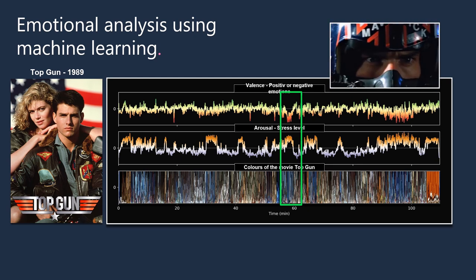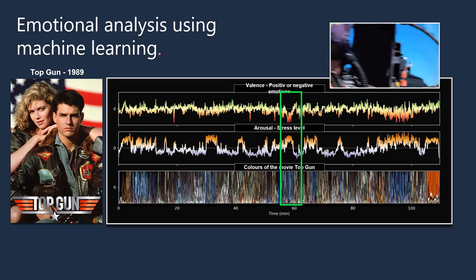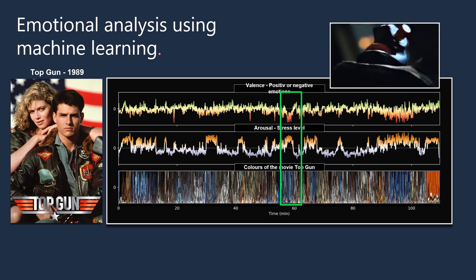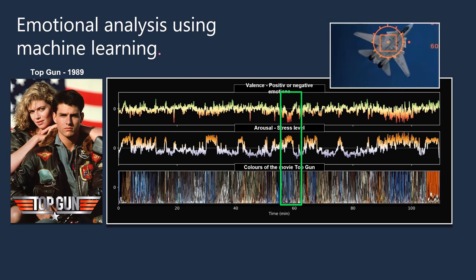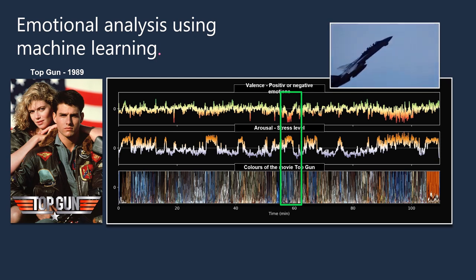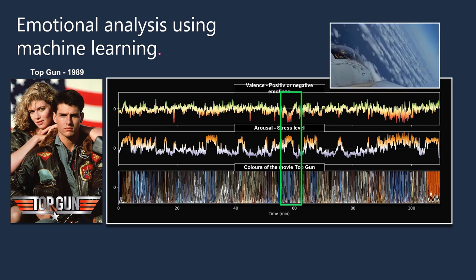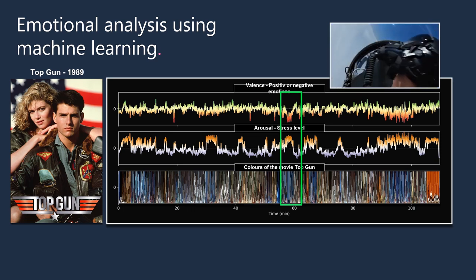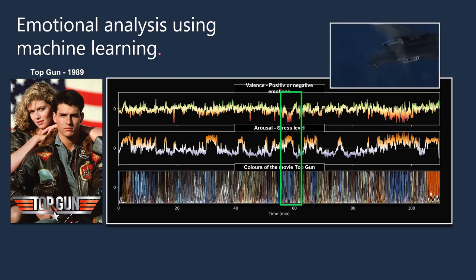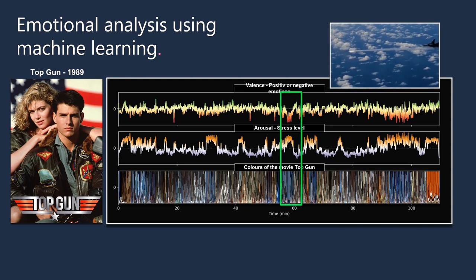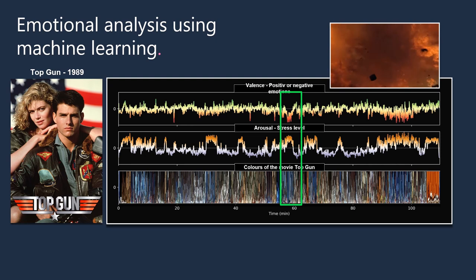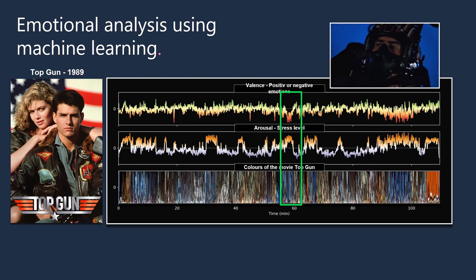Now, we all remember Tom Cruise's best friend, Goose. As Goose dies in this movie, we can see a huge dip in positivity in the data, and we can see the stress levels hitting the roof. This is really, really interesting because we have never been able to measure this type of emotions in our movies and TV series. Then we see the final fight of the movie in Top Gun.